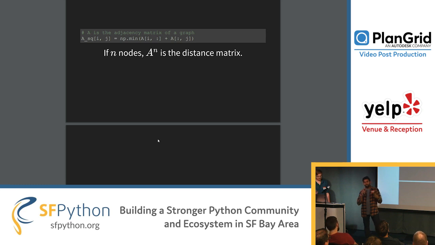Now, if you do this n times, where n is the number of nodes in the graph, you end up with the distance matrix, which right away solves the APSP problem for you. In the distance matrix, every element represents the distance between the corresponding 2 nodes.